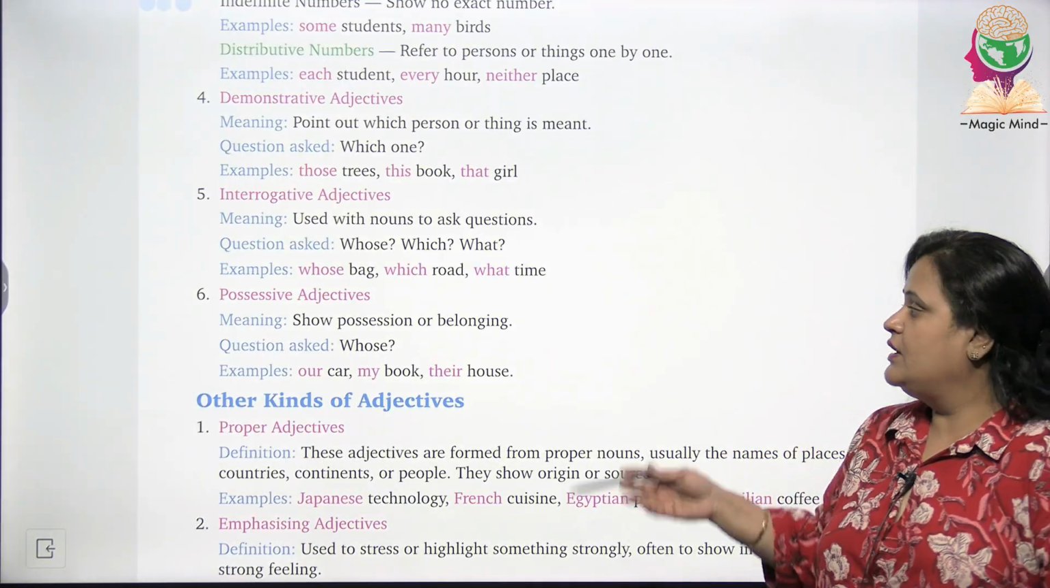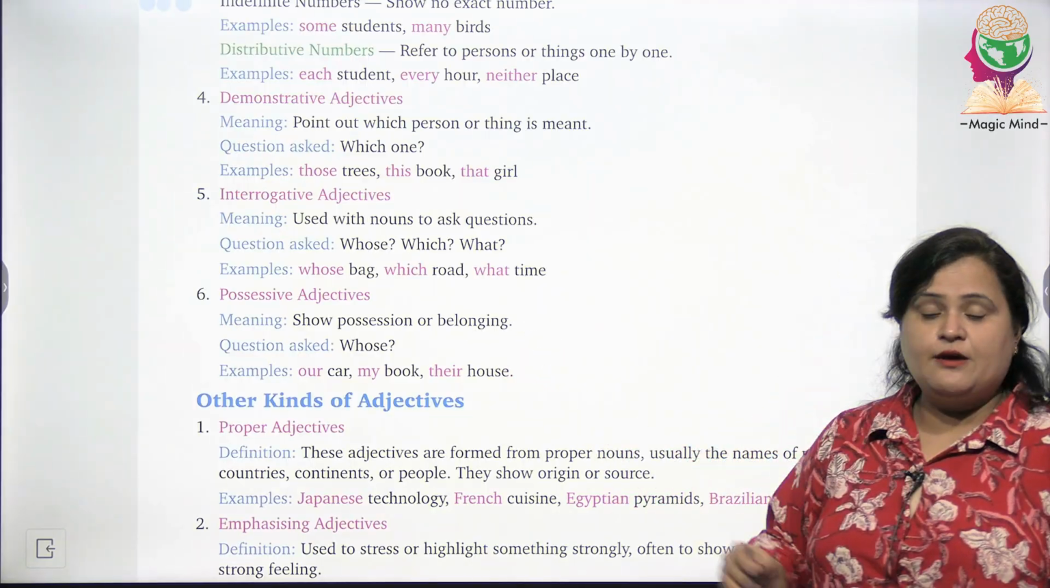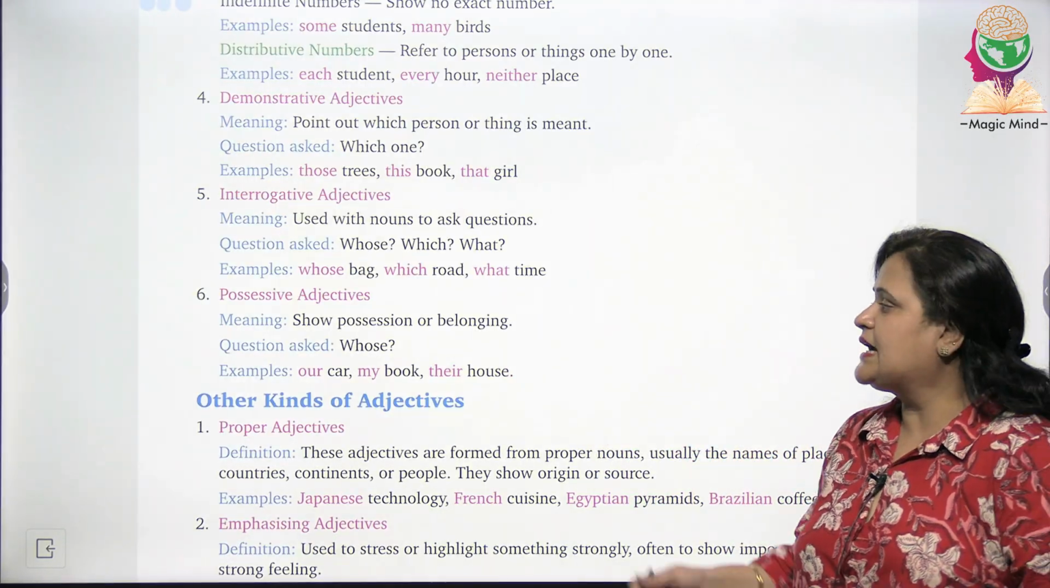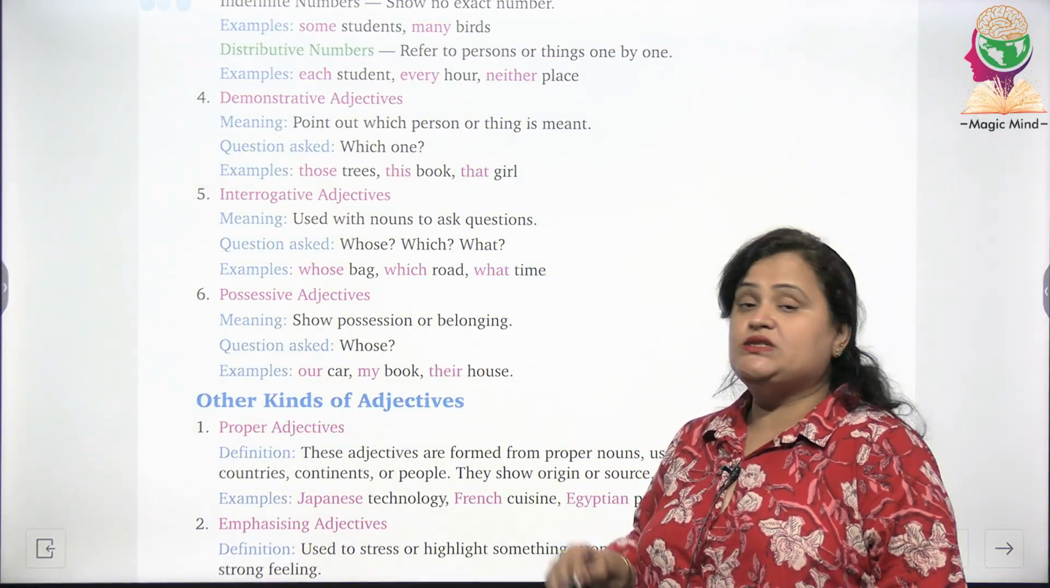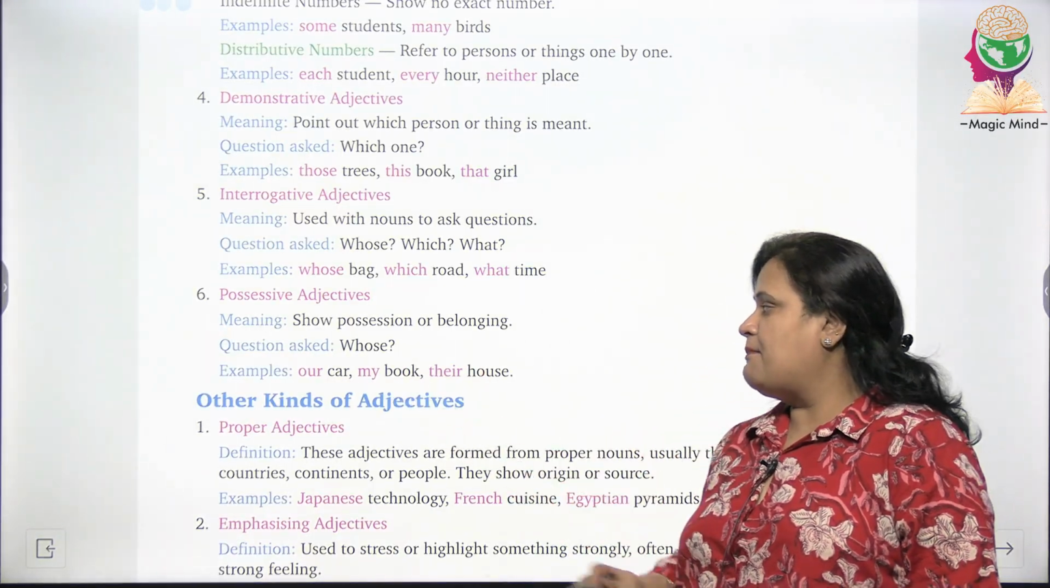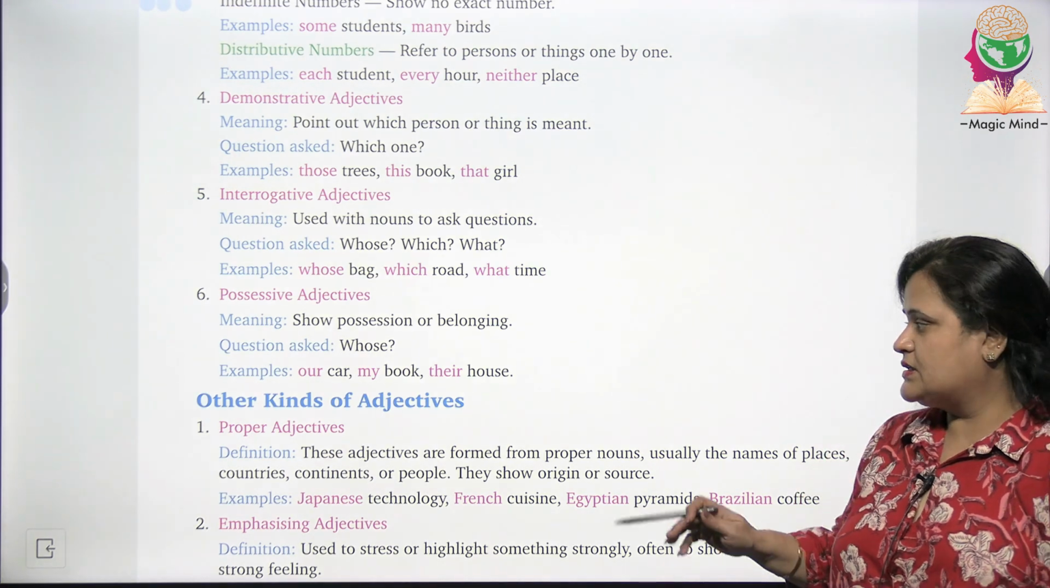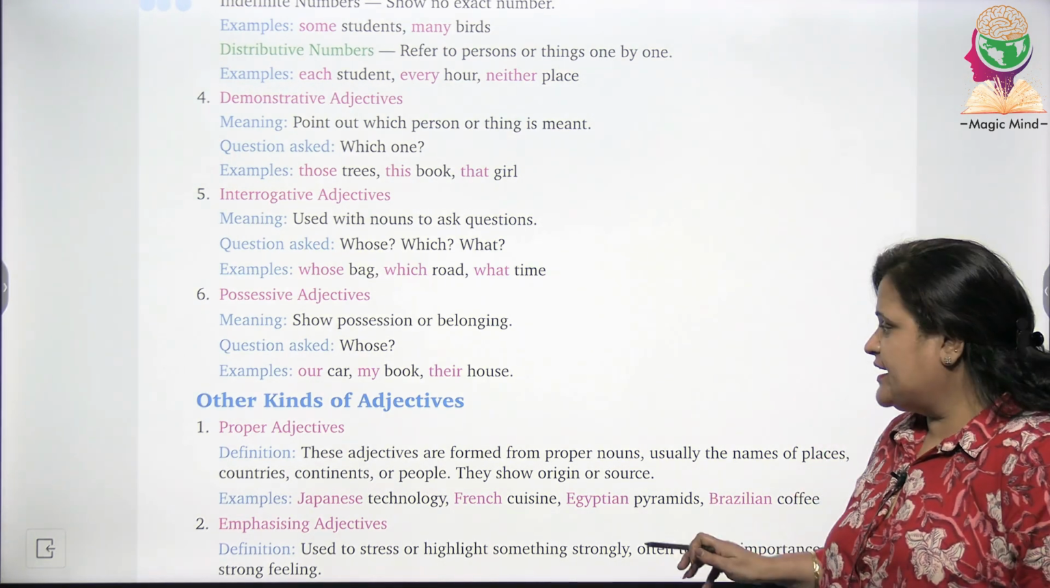पजेसिव एडजेक्टिव शो possession और belonging. ये possession को, belonging को शो करता है. Question asked whose. So our car, my book, their house. कुछ दूसरे kinds के भी adjective हैं.